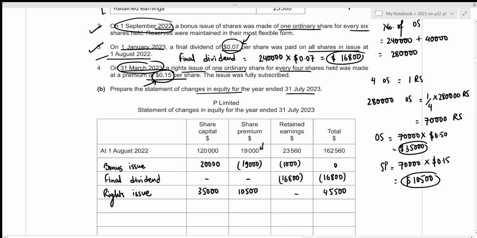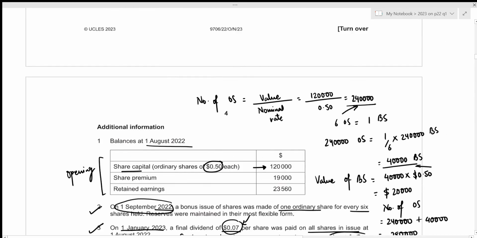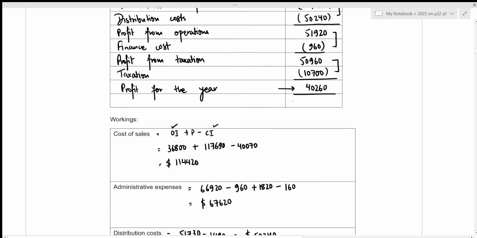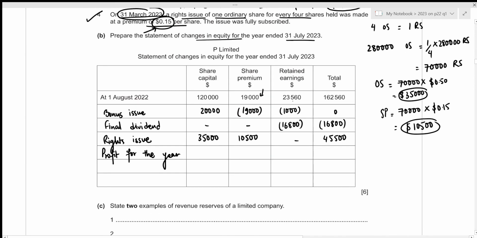We're done with the given information, but remember, within our statement of changes in equity, we always have to add the profit for the year to our retained earnings section. And we have already figured out the profit for the year from the first part of this question. And the value was 40,260. We need to add it to the retained earnings column. Okay, that will be all.